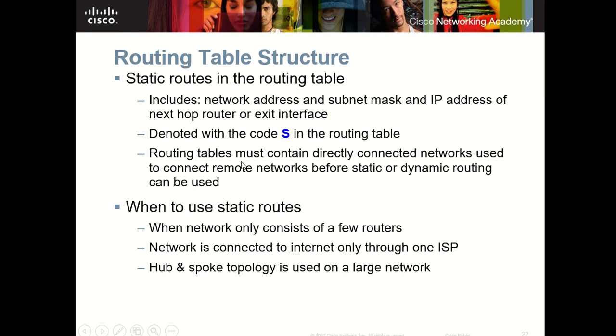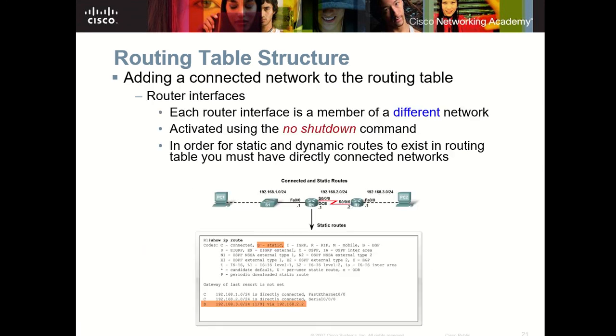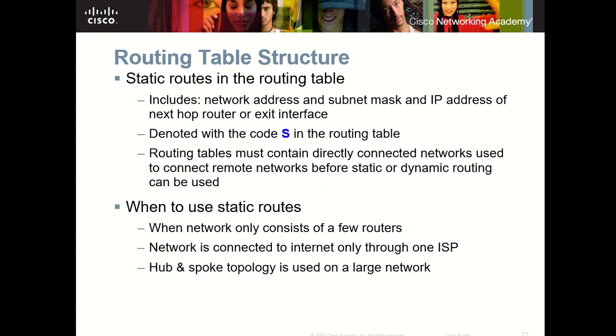Okay? So, the routing table must contain a directly connected network used to connect remote networks before a static or dynamic route can be used. Alright. So again, it means that to be able to use these static and other letters, you need to have configured the IP addresses on the interfaces. Alright? So you need to know where the addresses are, so the router can route and direct your packet where to travel. So when do you use S or static routes?